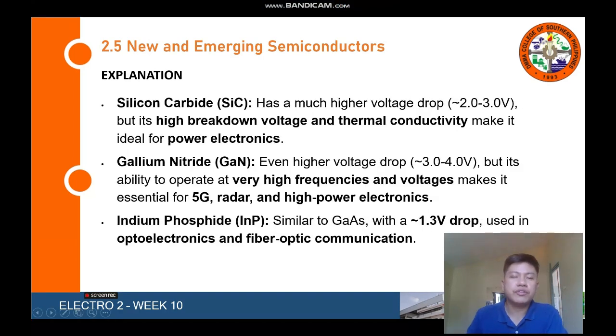Moving forward, much greater than that of gallium arsenide, we have silicon carbide, and its voltage drop is 2 to 3 volts, but its high breakdown voltage and thermal conductivity make it ideal for power electronics. So if gallium arsenide is for radio frequency and high frequency applications, silicon carbide is ideal for power electronics. We have also gallium nitride, because it has an even higher voltage drop, ranging from approximately 3 to 4 volts. It has the ability to operate at very high frequencies and voltages, thus making it essential for 5G or fifth generation communication, radar, and high power electronics.